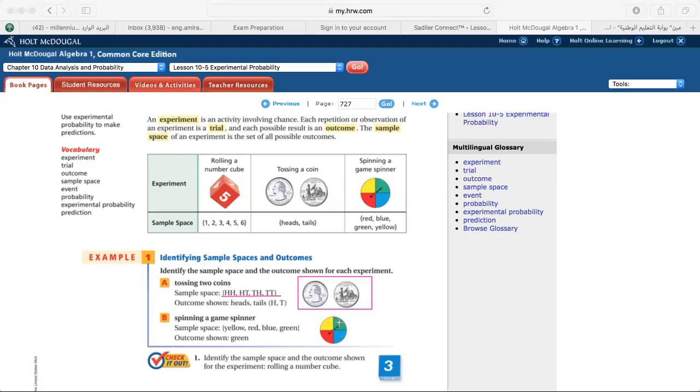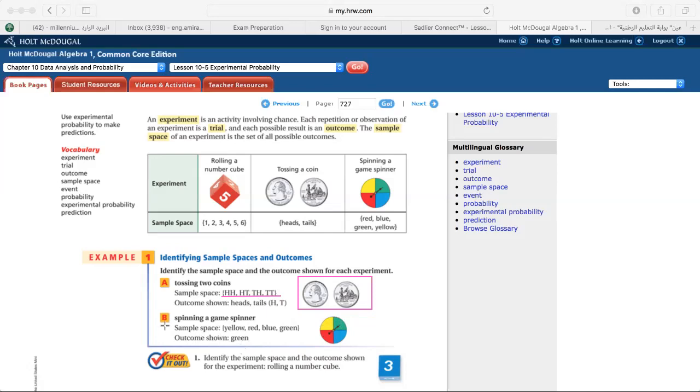What is the outcome shown here? The outcome shown is green, because the spinner here is on the green. The pointer is not on the red. The one that has the vertex, not the round one, is on the green. So the outcome shown is green.